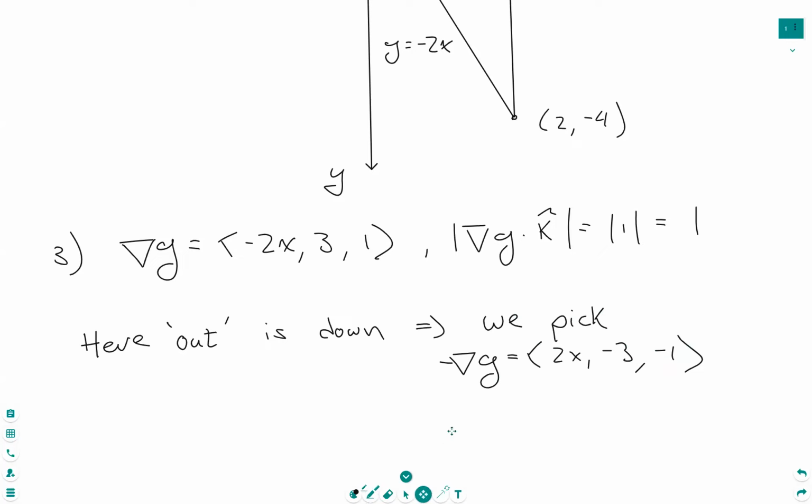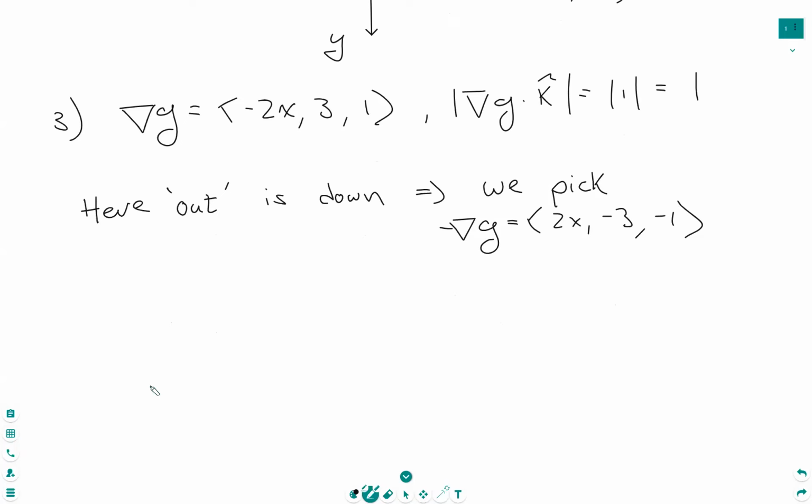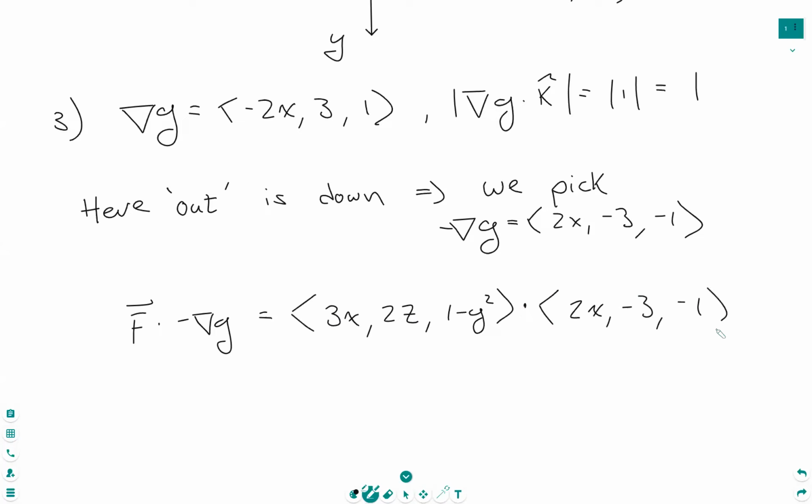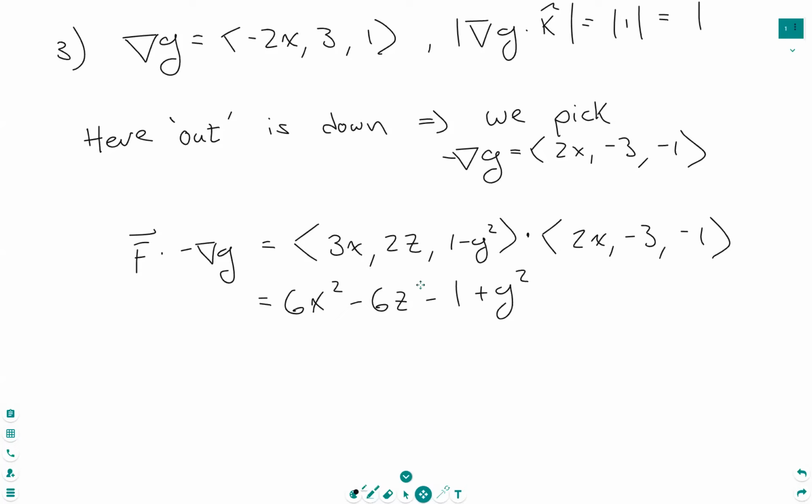So now during the same step, we'll actually look at this dot product between our vector field F. We're dotting it with negative gradient of g. So we have (3x, 2z, 1 minus y squared), and we're dotting this with (2x, -3, -1). This gives us 6x squared minus 6z minus 1 plus y squared. Okay. So that gives us everything we need for the integrand.